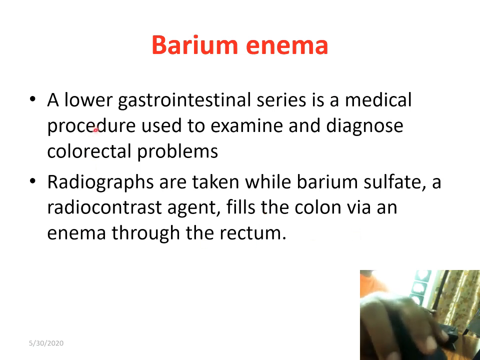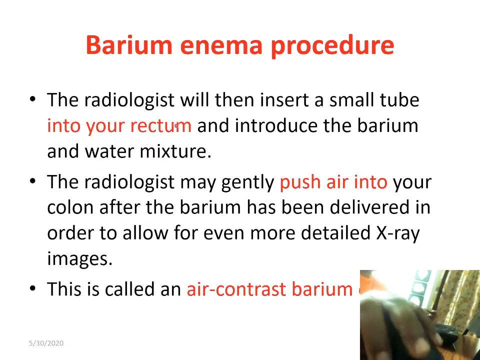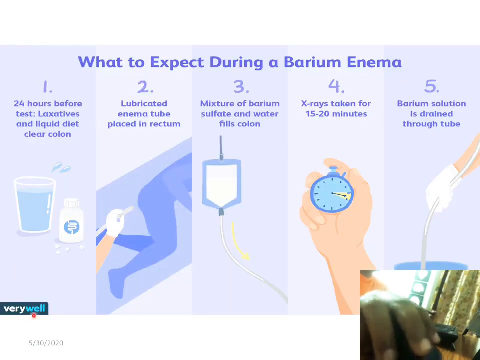Barium enema is another lower gastrointestinal series, a medical procedure used to diagnose colorectal problems. Radiographs are taken while barium sulfate contrast is given via an enema through the rectum. Slightly they can push in air as a double contrast, or push the barium to the colon. When air is given, it is called air contrast barium. They will put the lubricated barium enema in the rectum. They will push the mixture, and the X-ray is taken after 15 to 20 minutes.